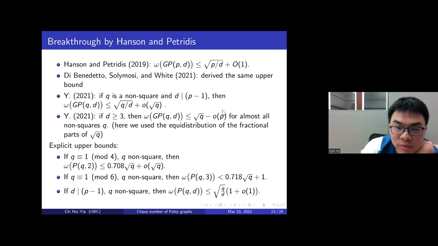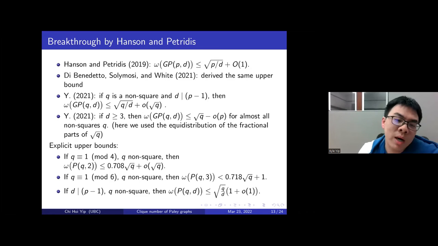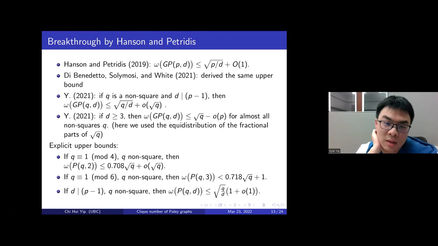And again, this is a result about the statistics. Here we also use the equal distribution of the fractional part of square root Q. So again, we use the fact that Q being a non-square implies that square root Q is a non-integer. And that's a crucial fact which we use.